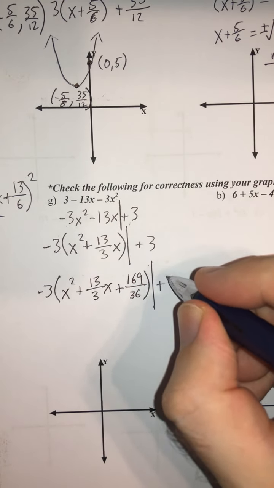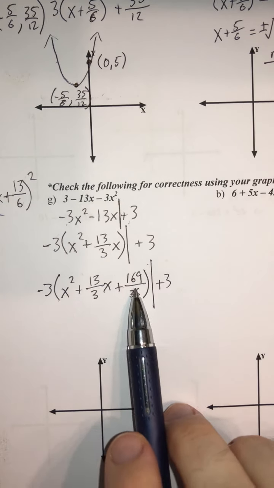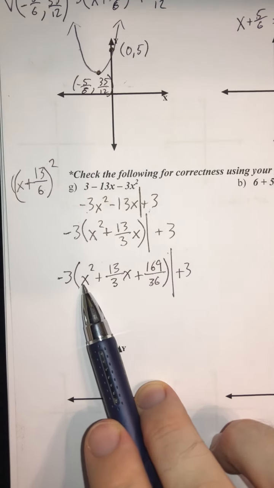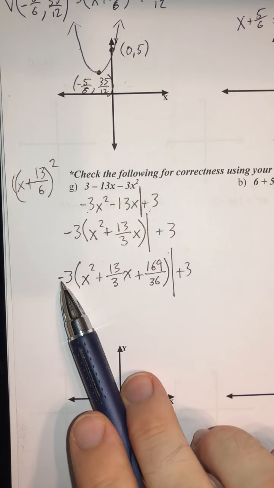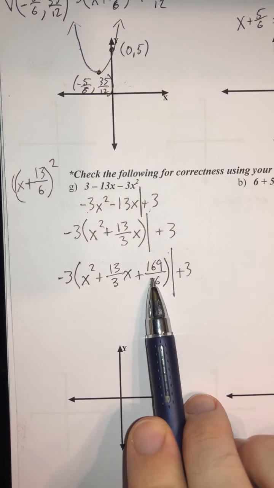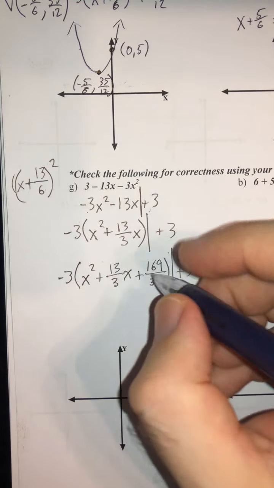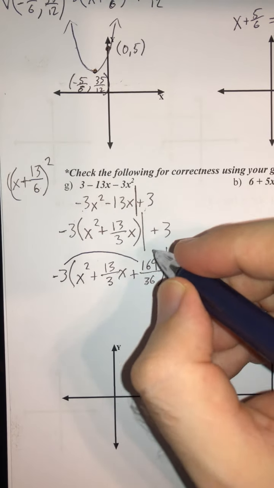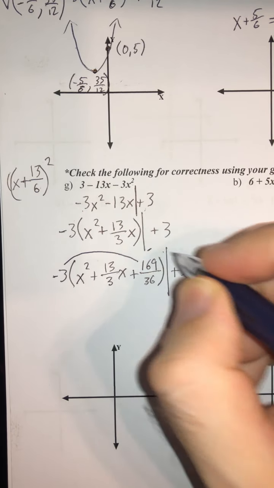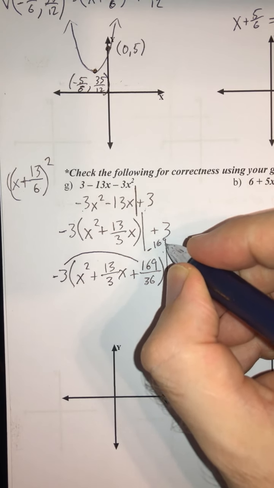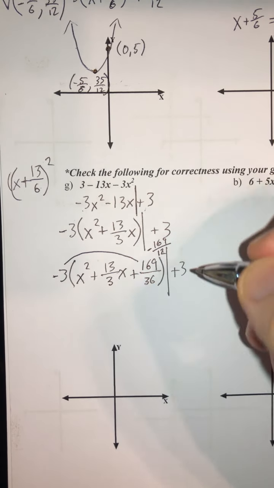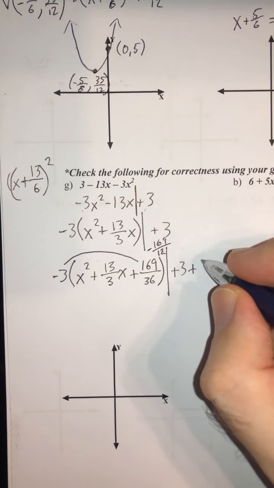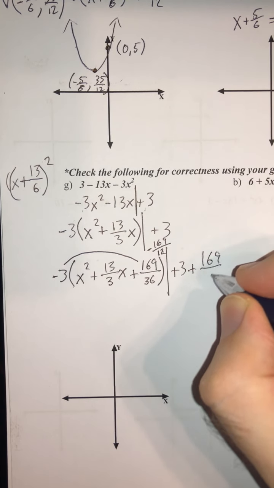And then on the other side here, I've got the plus 3. And then I need to figure out what I actually did on this side of the equation. So negative 3 times this. What I did is I multiplied these two. So really what I did is I subtracted here 169 over 12. So on this side I need to add 169 over 12.